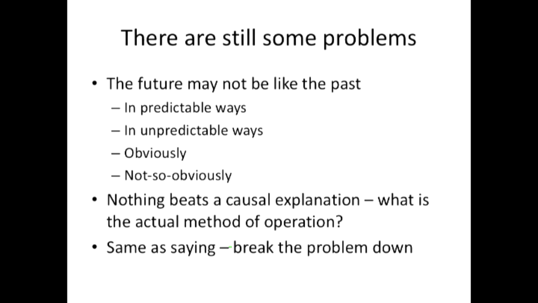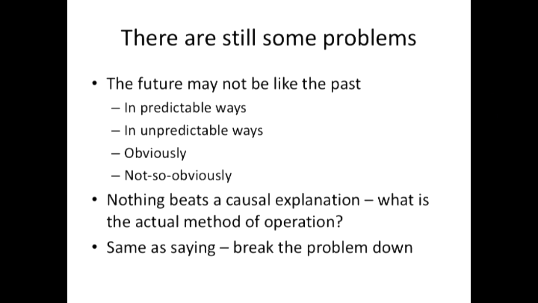There are still some problems. Most of the problems are that the future may not be like the past. We've had a bit of a conversation about this before. Sometimes those ways are predictable. For example, it's quite predictable that winter will not be a lot like summer. It is even reasonably predictable that El Nino years will not be like other years. And it's probably predictable that things like population will continue to increase and taxes will go up and we'll all get older. So there are some things where it's predictable, and there are some ways in which it's entirely unpredictable.